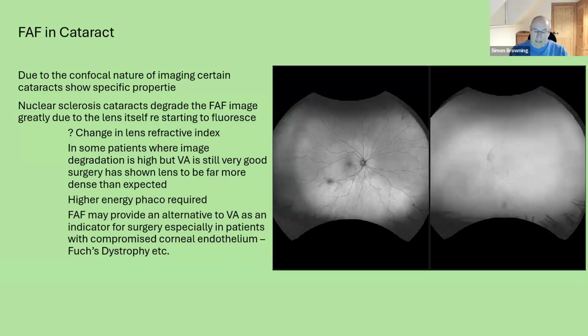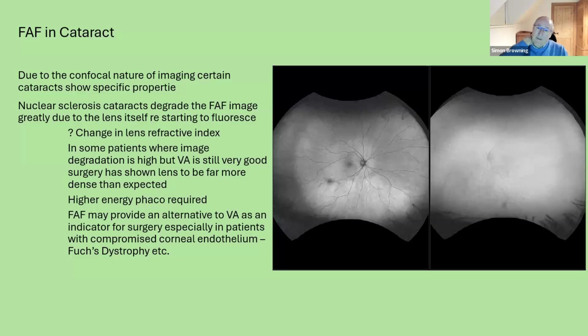Quickly, I want to mention cataracts. We'll come on to these probably on another occasion. This is an absolute sideshow to what autofluorescence is meant to be. I mentioned about confocal imaging managed to suppress the fluorescence of the human lens. Well, sometimes if the human lens changes, like in nuclear sclerosis cataract, the density of the lens gets much more dense, and probably due to a change in the refractive index, we get the lens glowing, and that lens glow blurs out the image of the retina.